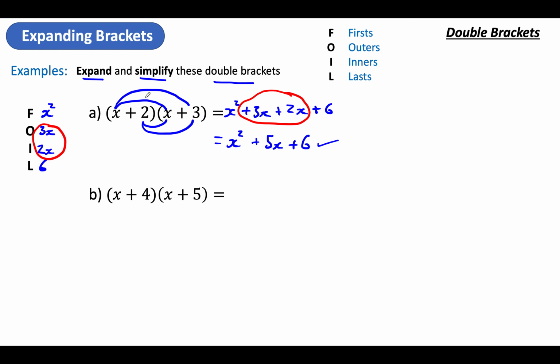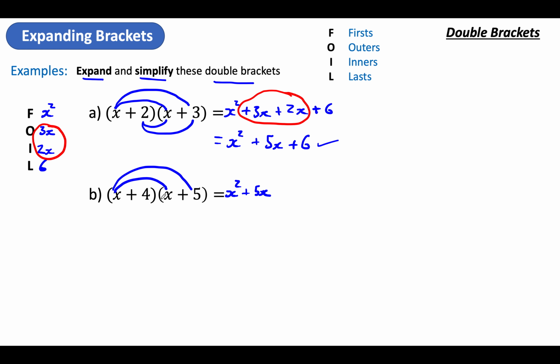Now, I'm not going to use FOIL now, but essentially I'm still using it. I'm just going to put these lines on, though, because that shows me multiplying the first, the outers, the inners, and the lasts together. So firsts, the x times by the x. Well, x times x is x squared. Outers, so the outside things, the x times by the 5. They're both positive, so that's 5x, just plus 5x.